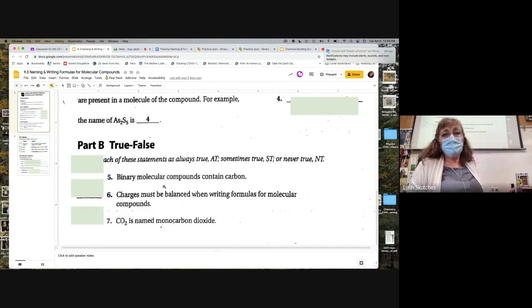And then CO2 is named monocarbon dioxide. What do you think, Taylor? Never true. What is it? Carbon dioxide. Plain old carbon dioxide.